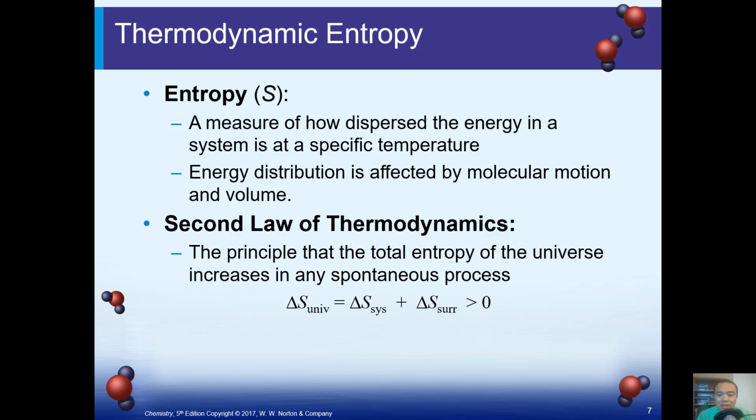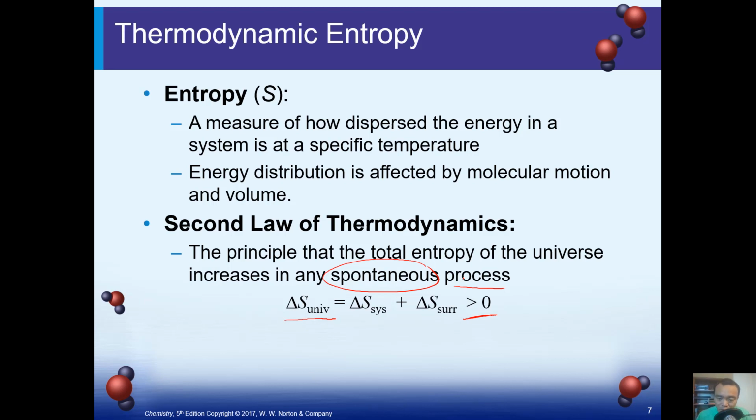We can predict whether or not a reaction is spontaneous using the second law of thermodynamics. The second law states that the entropy of the universe increases for a spontaneous process. Or we can say that delta S for the universe is greater than 0 for a spontaneous process. Similarly, if delta S for the universe is smaller than 0, then the process is non-spontaneous. When delta S for the universe is equal to 0, that means the reaction is at equilibrium.